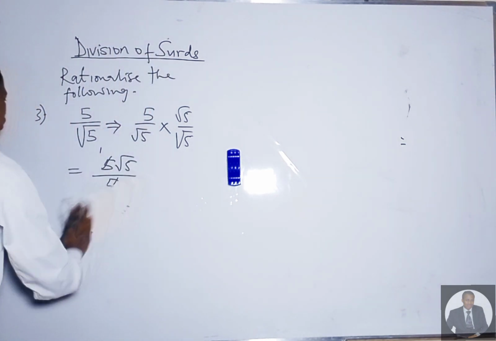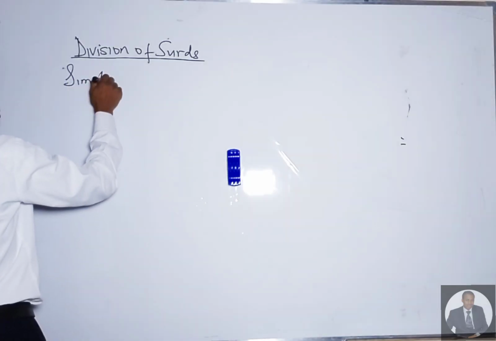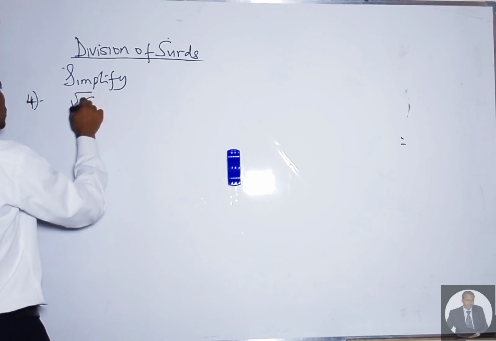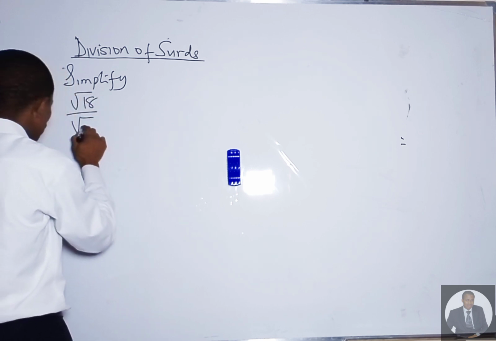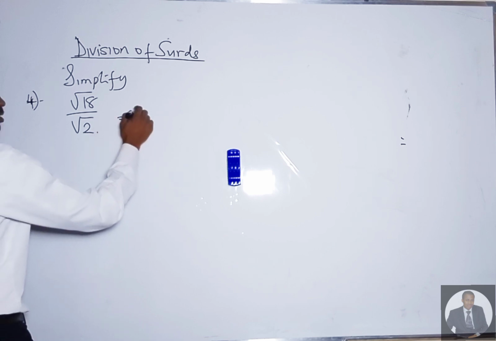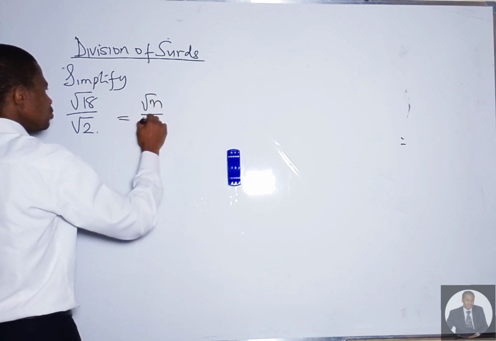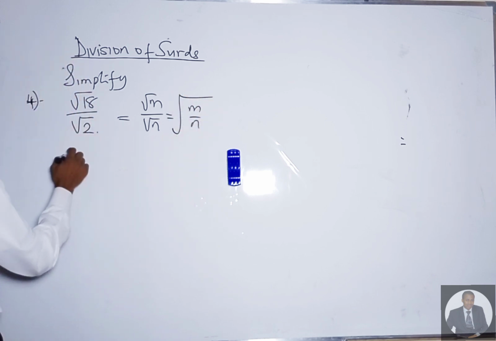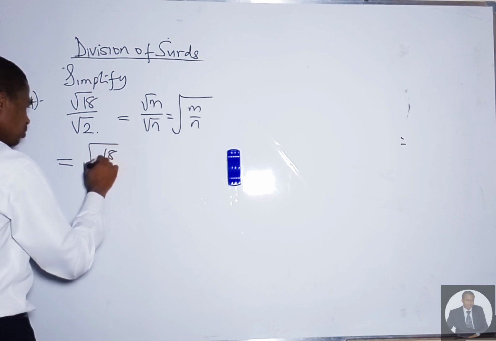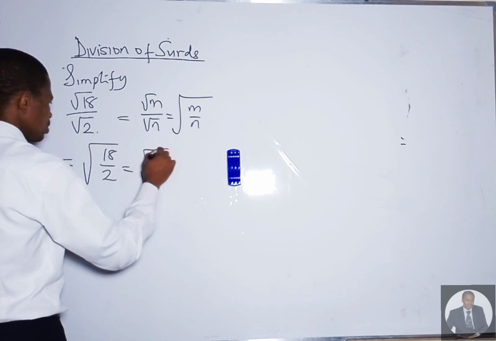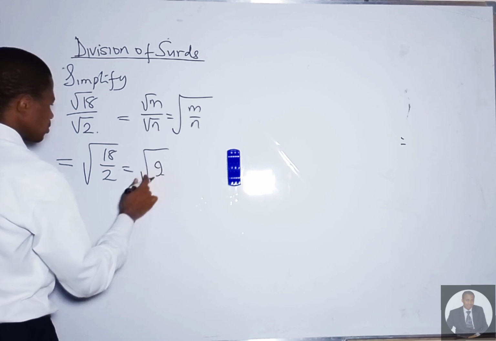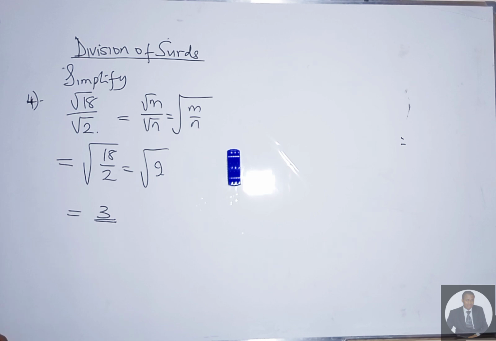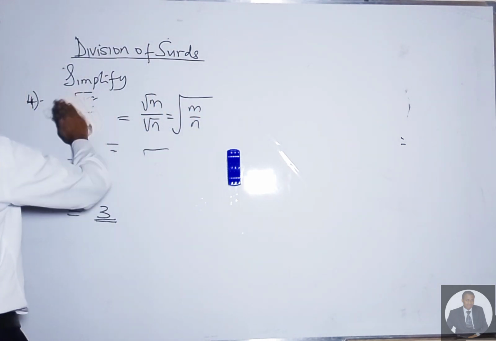To familiarize ourselves, root 18 over root 2. We had earlier said that root m over root n equals the square root of m over n. So from here, this will give us 18 over 2. 18 divided by 2 is 9, so we have root 9. The square root of 9 is 3. This is our answer.